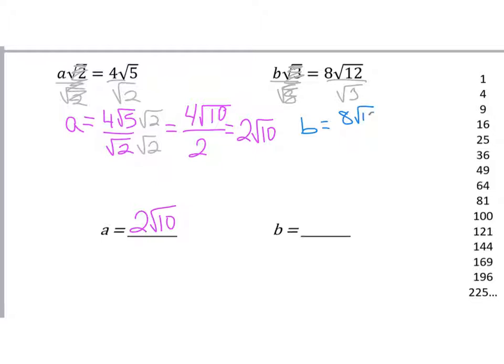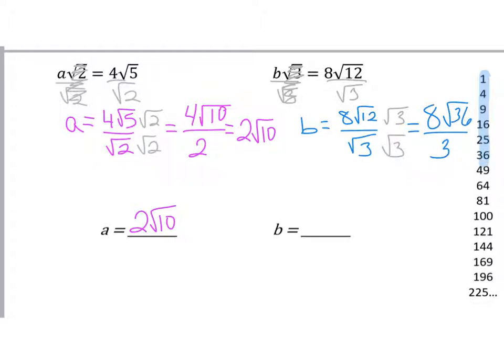Oh, hold on. We're missing some steps. We skipped some. 8 square root of 12 over square root of 3. And then we're going to rationalize. So we're going to multiply the top and the bottom by square root of 3. So now I have the 8 square roots of 36 over what's on the bottom? 3.